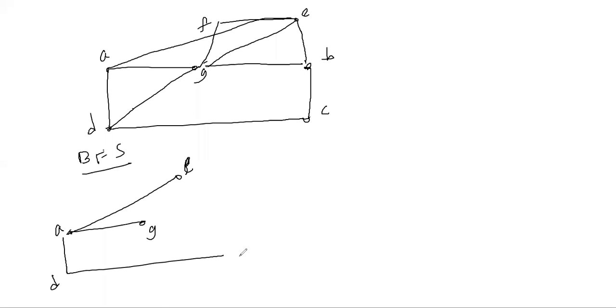For level 1 vertices, you add all the edges again. For D, what is there? C. For G, what can we add? We can add B. For E, what can we add? F. Are all vertices covered? Yes. Therefore, it is a spanning tree by the BFS method.